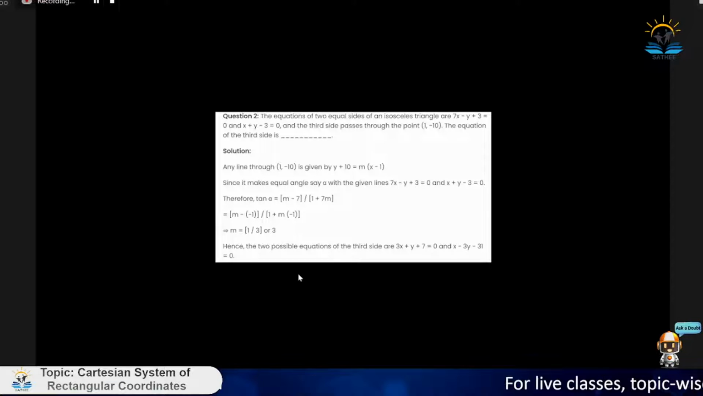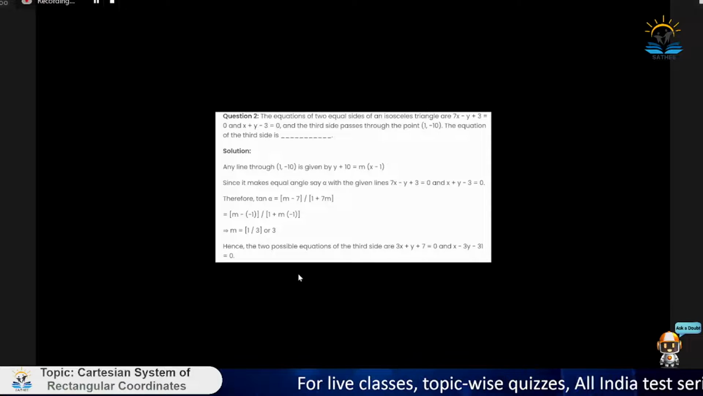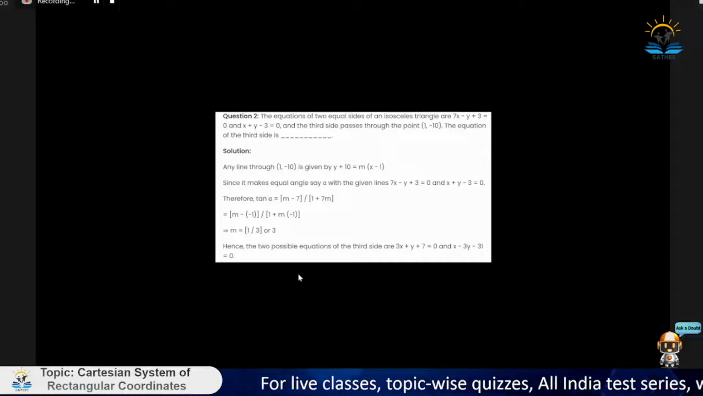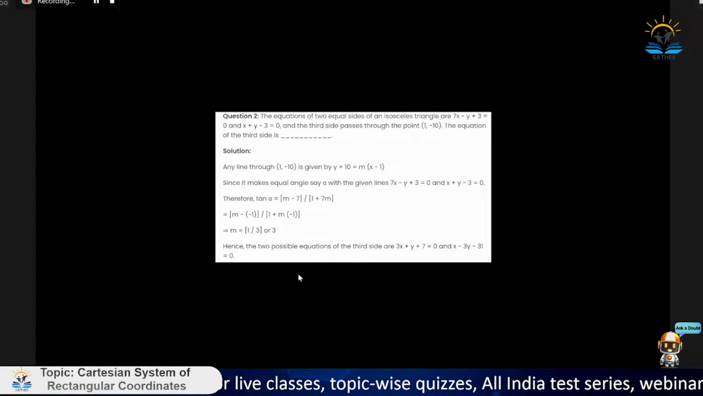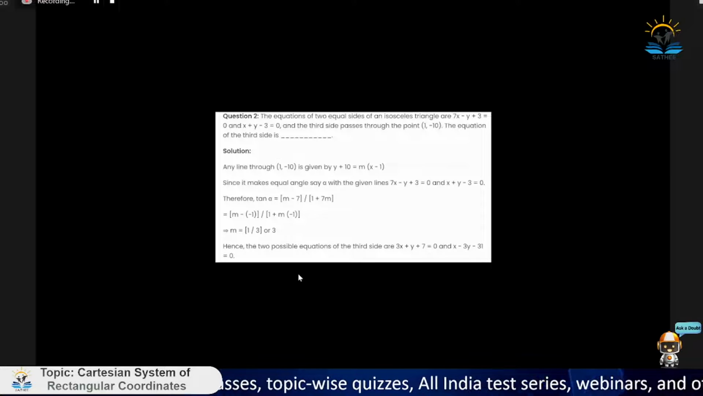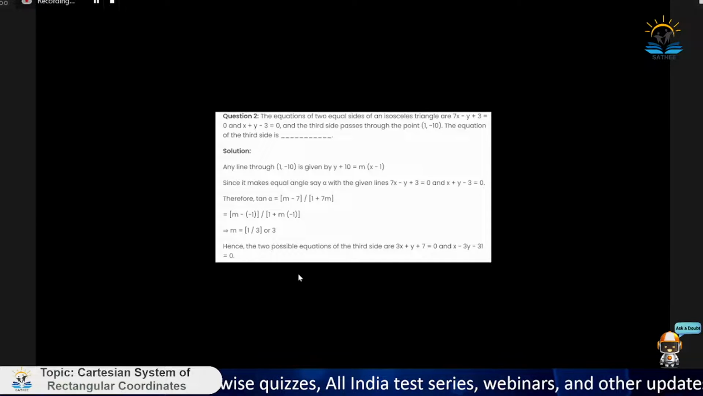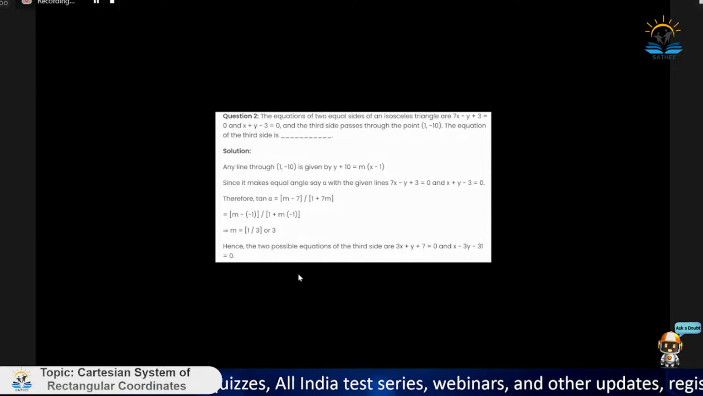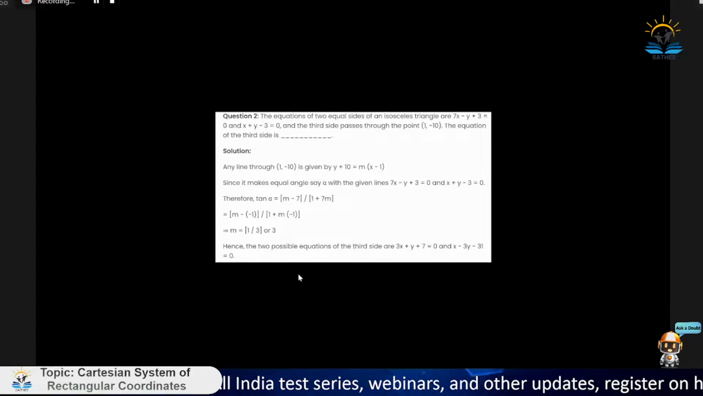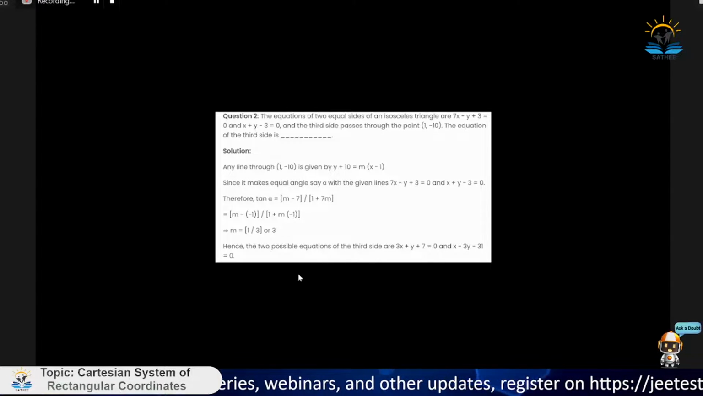into x minus 1. Since it is making equal angles with these two sides, as it is mentioned as an isosceles triangle, it should make equal angles between those two. So if you find the angle tan alpha, then you will get m minus 7 by 1 plus 7m, and m plus 1 by 1 plus m, which is nothing but m equal to 1 by 3 or 3. So we'll have two possibilities for the third side, which are these two.